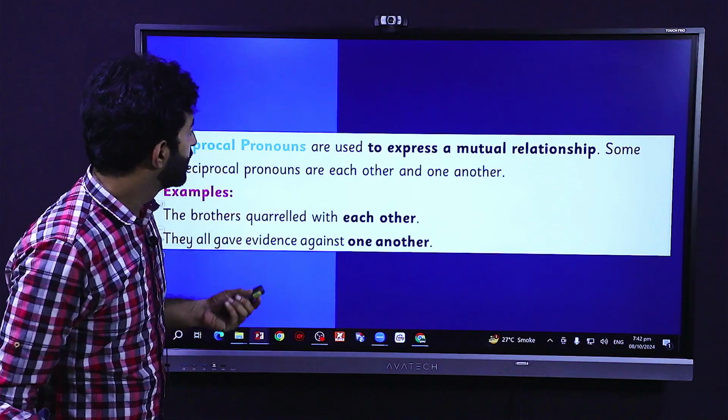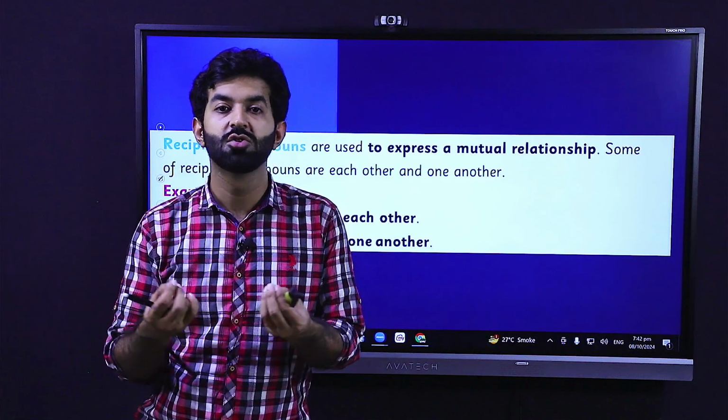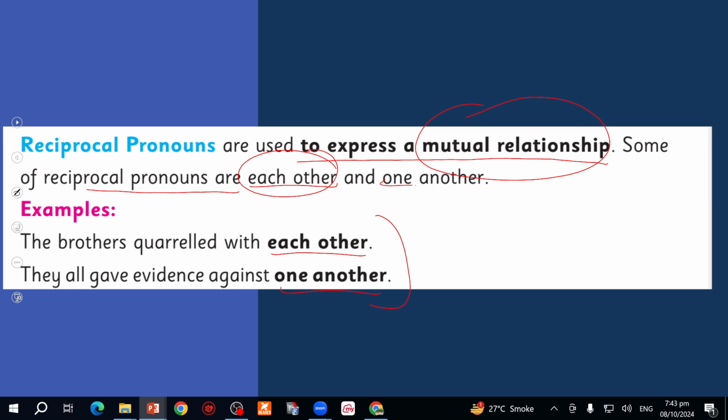So, let's talk about reciprocal pronouns. Students, these are just two pronouns. They are working in groups, each other and one another. And these are all the reciprocal pronouns we have. Reciprocal pronouns are used to express a mutual relationship. Each of these reciprocal pronouns shares a relationship. Some of the reciprocal pronouns are each other and one another.